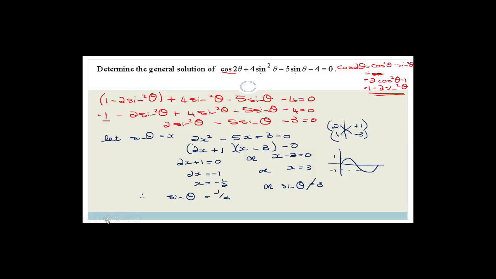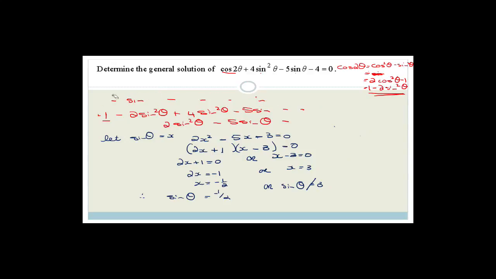So now what do we have to do? Now we have to find our reference angle. So what I'm going to do is I'm just going to erase some of this. I'm going to erase the red so I've got space to write.